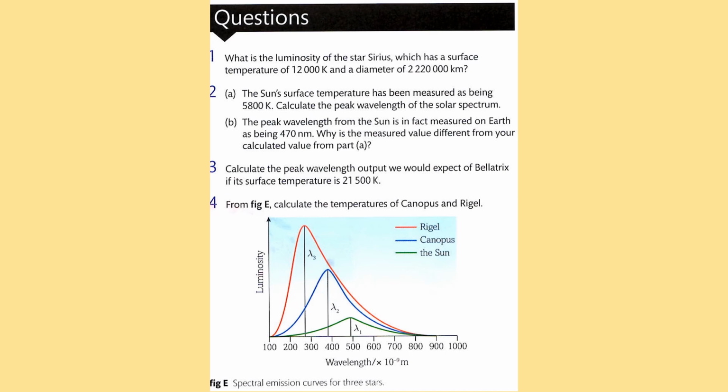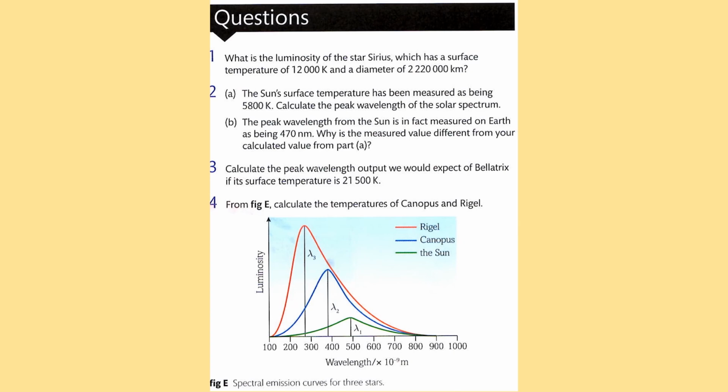The first one, quite simply, what is the luminosity of the star Sirius? It's got a surface temperature of 12,000 Kelvin and a diameter of 2,220,000 kilometers.